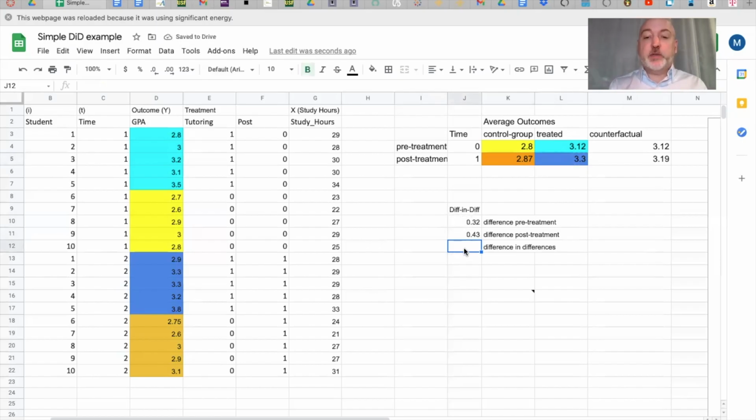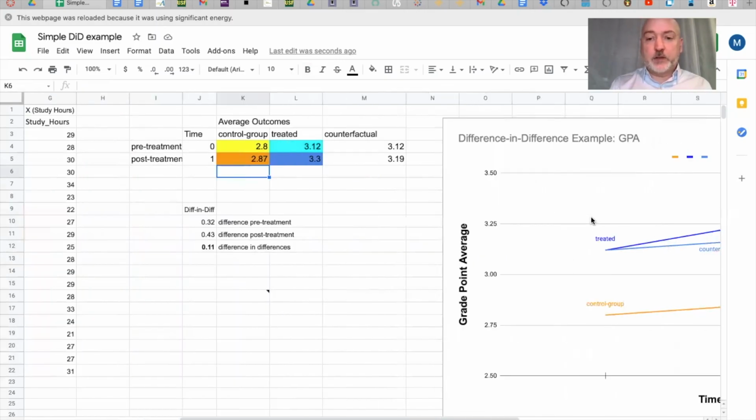And the fact that their GPA is higher by a greater margin after treatment tells us treatment had a positive effect. So our difference in differences is just going to be the 0.43 minus the 0.32. So the delta DD treatment effect estimation is 0.11, which would be different than simply the difference in outcomes, treated versus control. So we're controlling for where we started versus where we ended up.